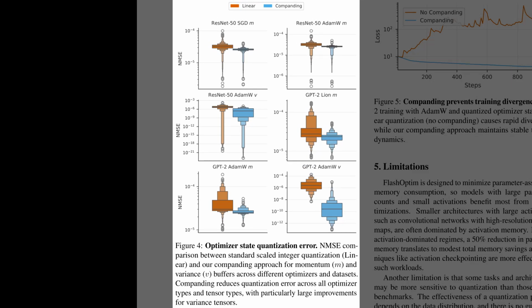So, having verified the weights, Figure 4 turns to the optimizer states like momentum and variance. Here, the charts compare the quantization error of standard linear methods, shown in orange, against the proposed companding approach in blue. Across all 6 panels, the blue distributions sit lower on the log scale, which indicates reduced error. The difference is especially dramatic for the variance terms. For instance, in the bottom right panel for GPT-2 AdamW variance, companding drops the error by several orders of magnitude compared to the linear baseline. This massive reduction confirms that simple linear quantization fails to capture the heavy tails of variance statistics, making the companding step crucial for stable training.